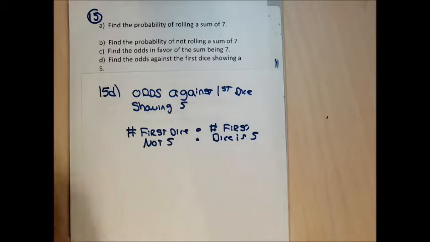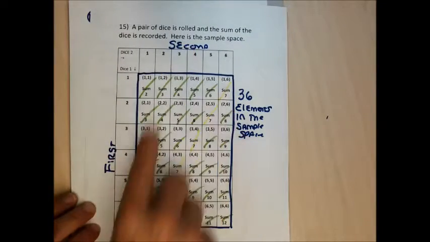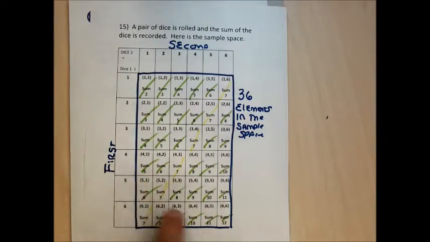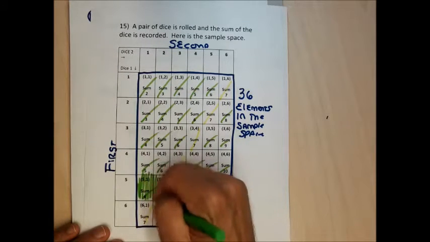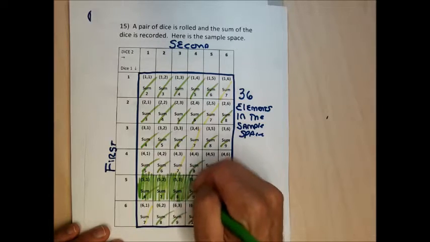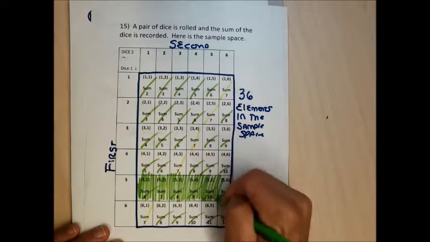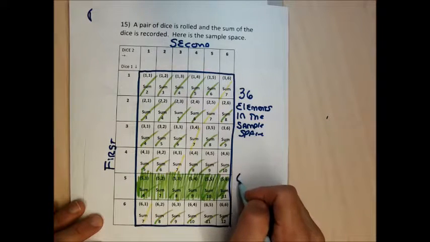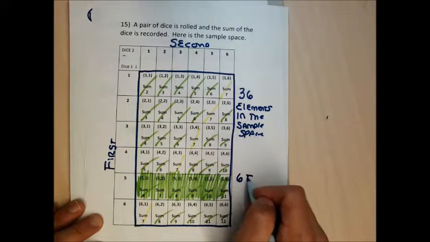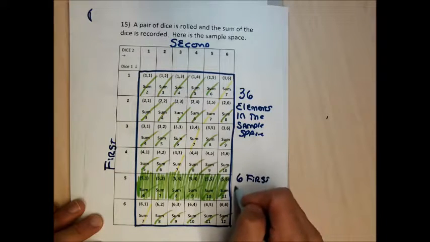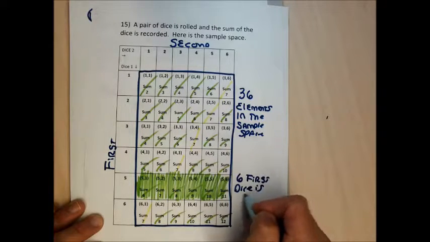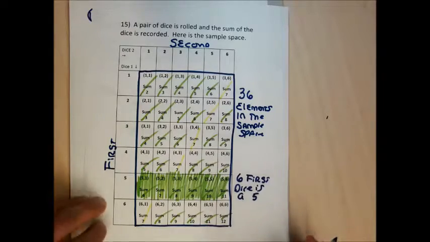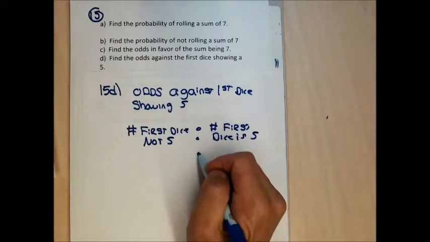That's a little bit harder. So let me try to look through my sample space. Here's my first dice, here's my second dice, and for the number where the first dice is a 5, this is what I'm going to be counting. These right here are the elements in the sample space where the first dice is a 5. So there's going to be 6 where the first dice is a 5.